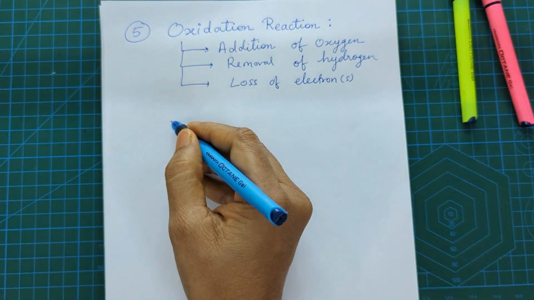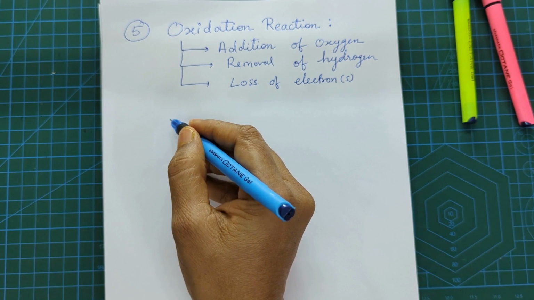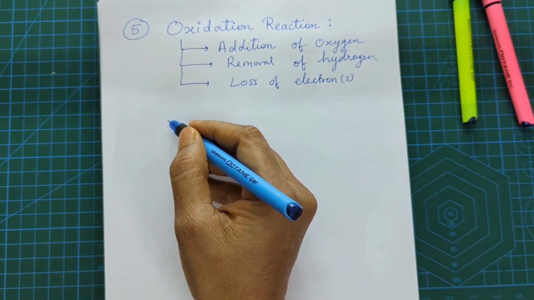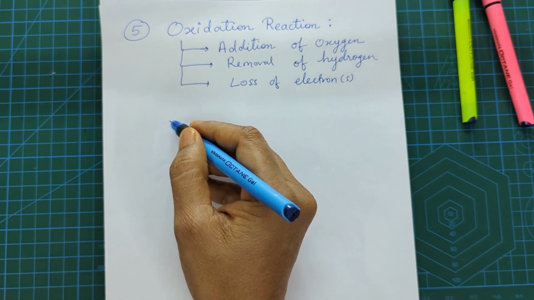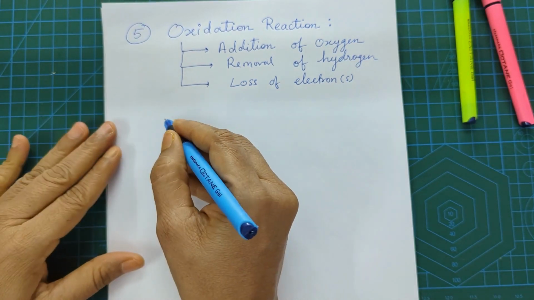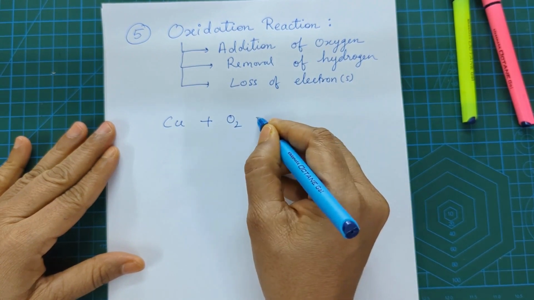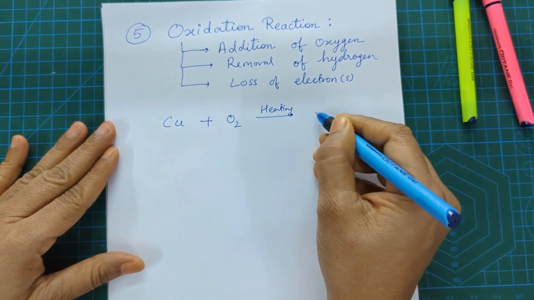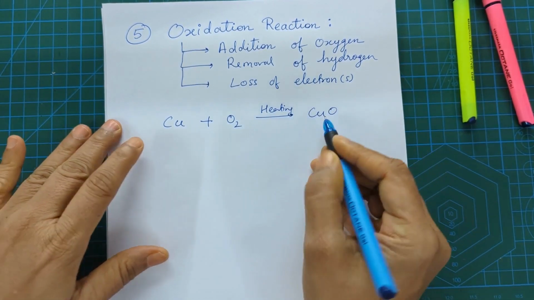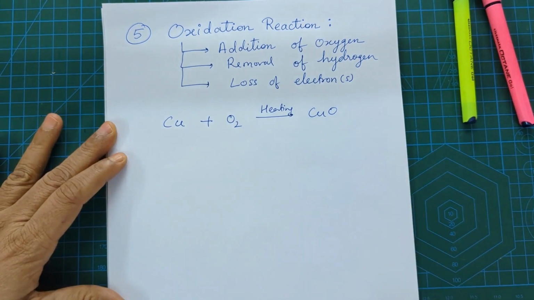The best one is there in the textbook, where copper in powdered form is taken in a china dish, and that is heated in air. As a result, it forms copper oxide. So copper plus oxygen, on heating forms copper oxide. So gain of oxygen is called oxidation reaction.